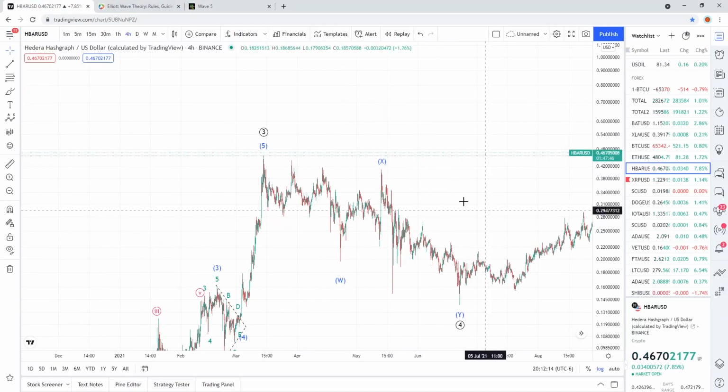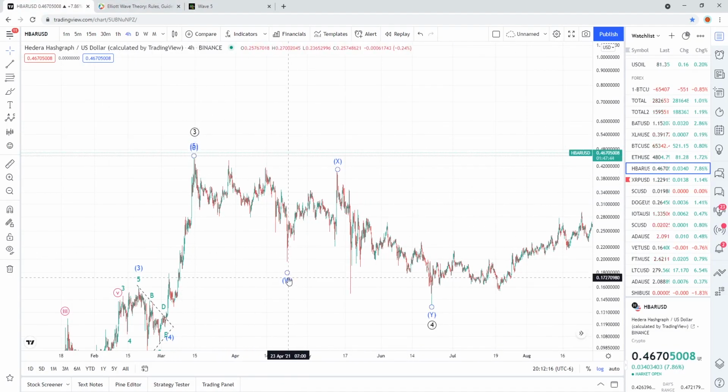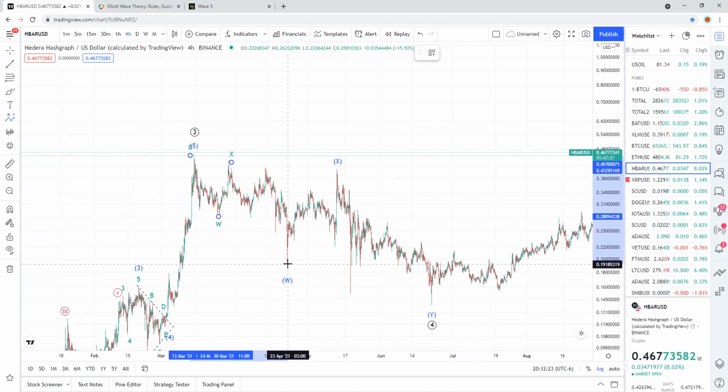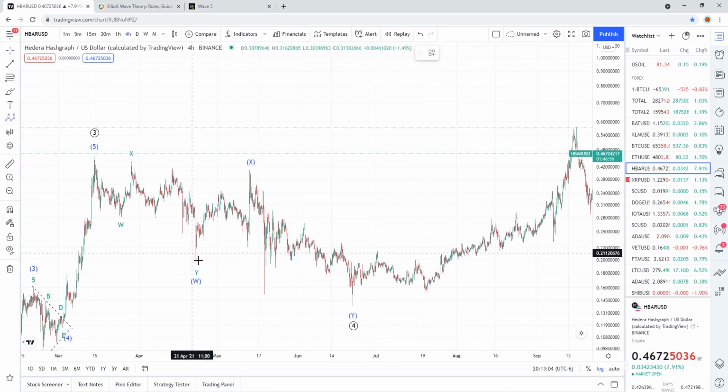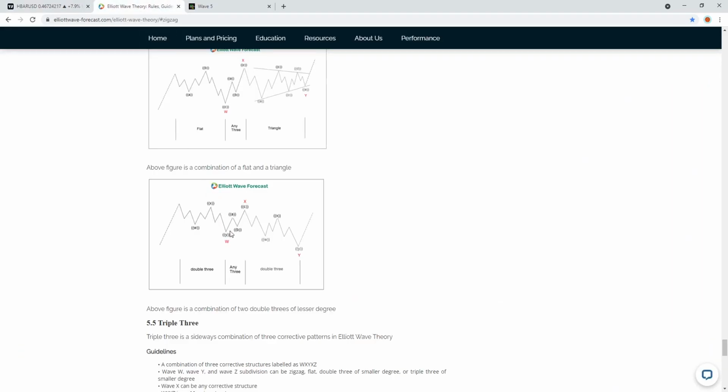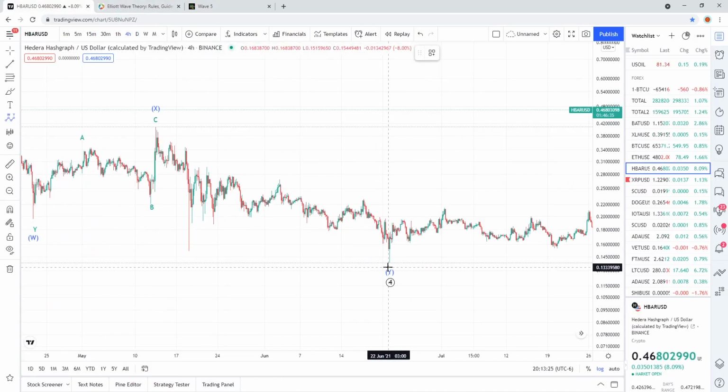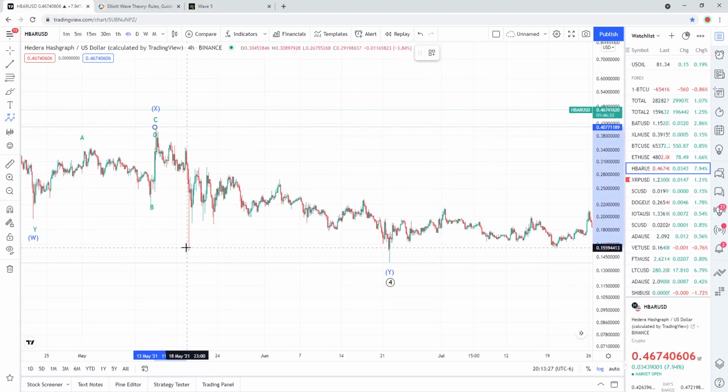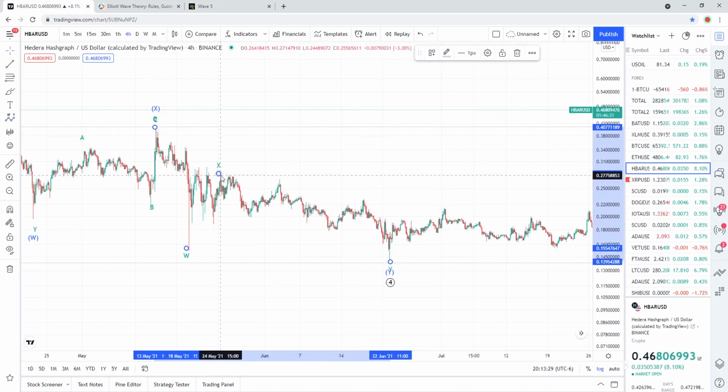So if we take a look at Hbar now, this is what it looks like. There's a WXY structure, and then within wave W there is a WXY as well, and within W there's a zigzag, within X there's a zigzag, and same within wave Y. Wave X took correction as a zigzag as well, just like in the example right over here. And then finally within intermediate wave Y there is a WXY structure.